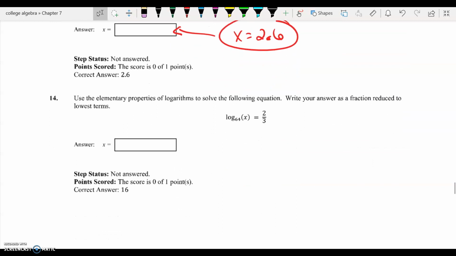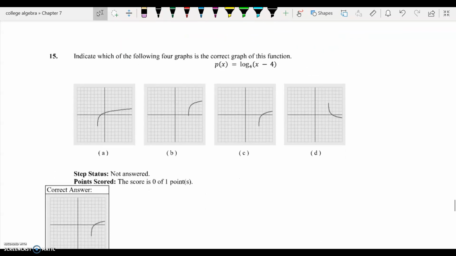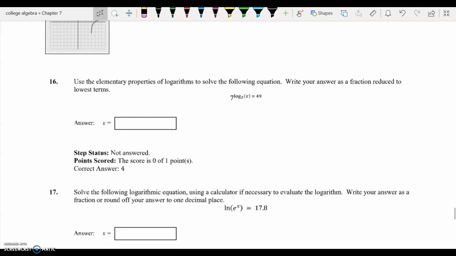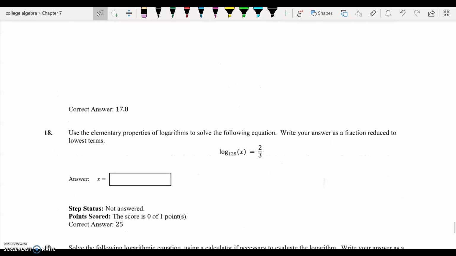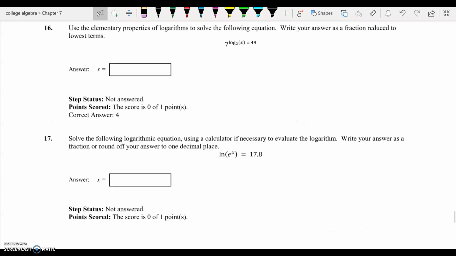And you can pause any of these if you need to look at them. This one, you're going to type into your calculator. 64 becomes my base. Those cancel. You get x equals 64 to the 2/3, which ends up being 16. And I think that's pretty much everything I can find. We've done the transformations. We've done all these examples. So if you need to pause any of them, you can to look at them. Most of the stuff you should know how to do by now, though.